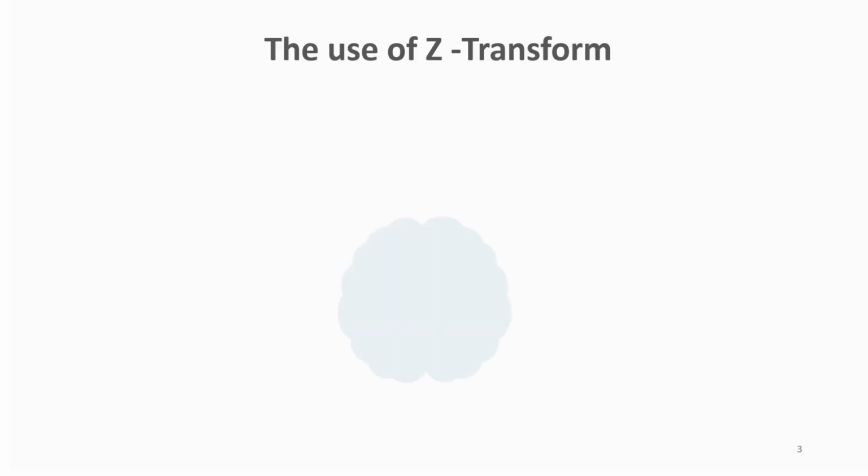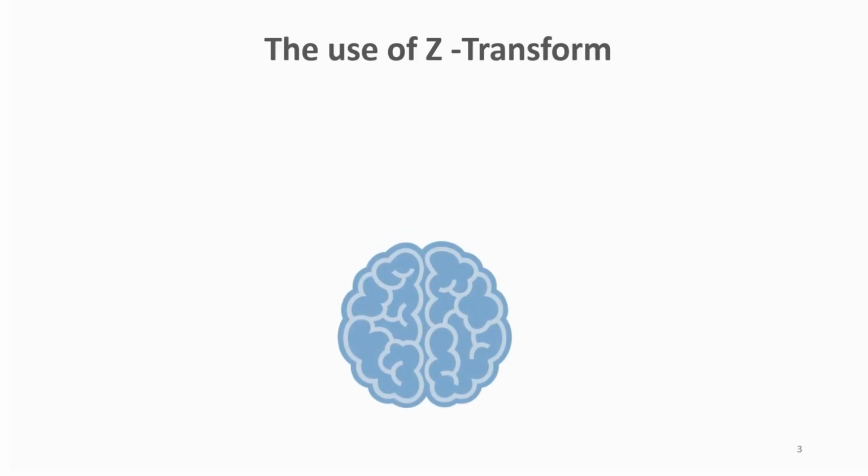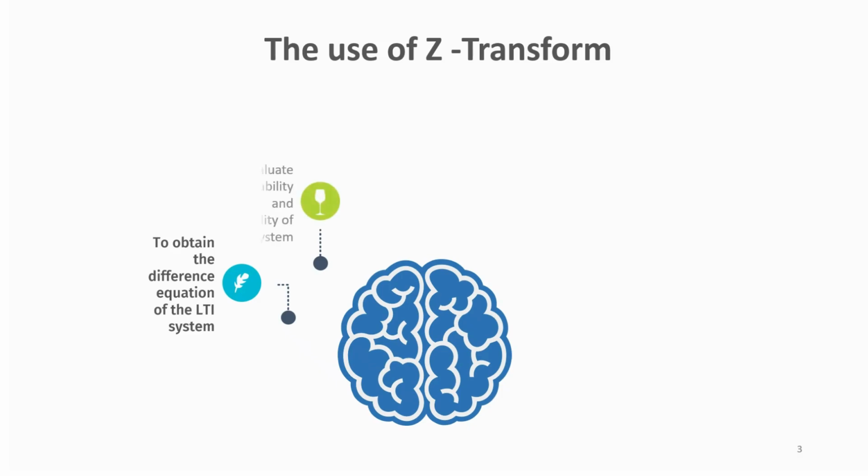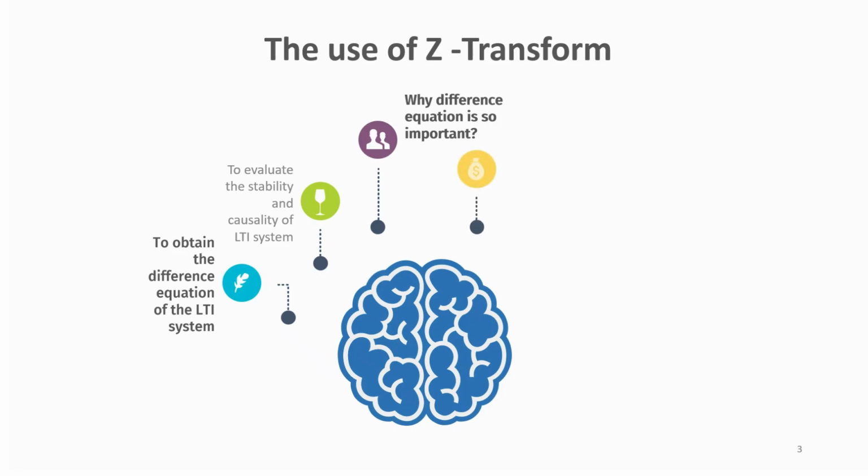Today, we will look at the use of the Z transform in analyzing linear time invariant systems. The Z transform is a powerful mathematical tool that allows us to study discrete time signals and systems more effectively. One of its main uses is to obtain the difference equation of a linear time invariant system, which is essential because it tells us how the system behaves in terms of input and output. This directly connects to evaluating the stability and causality of the system, two critical properties in system analysis.